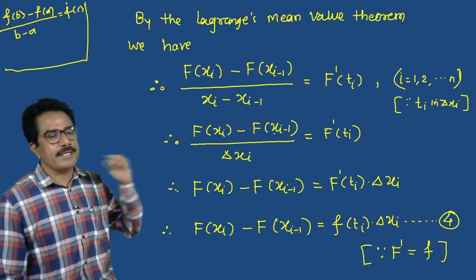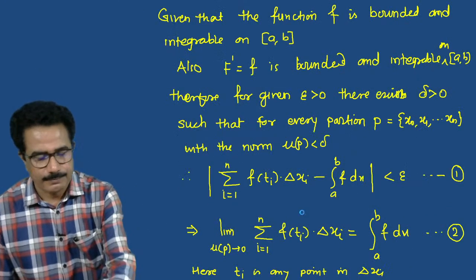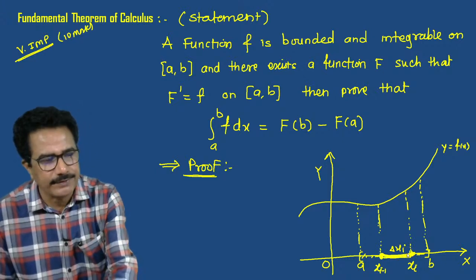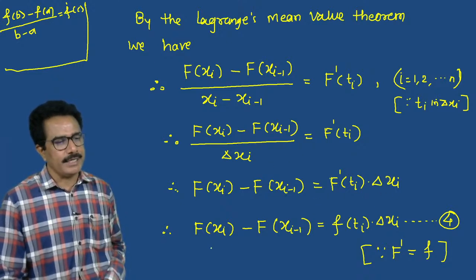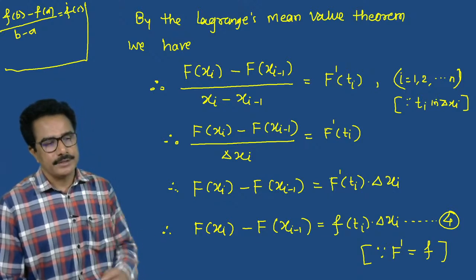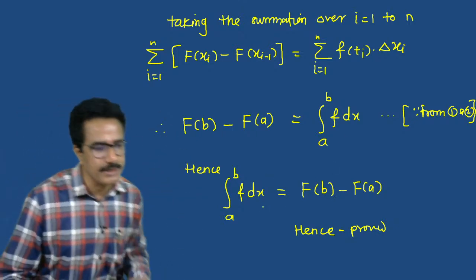Now f of xi minus f of x_{i-1} divided by xi minus x_{i-1}. Xi minus x_{i-1} means delta xi; this difference is delta xi. So this can be written by transferring it to the right side, and then we get this equation. Capital F dash means small f. So capital F dash becomes small f, then we take the summation again and use the Riemann integral. Thus we can obtain the solution. Okay, now we will take some problems on this and then end this topic here.